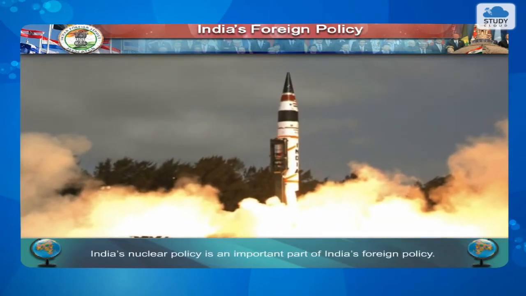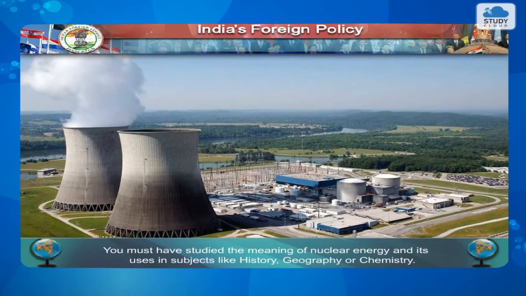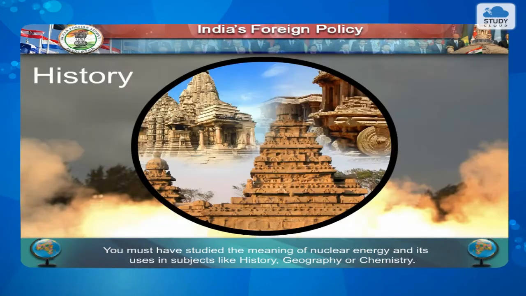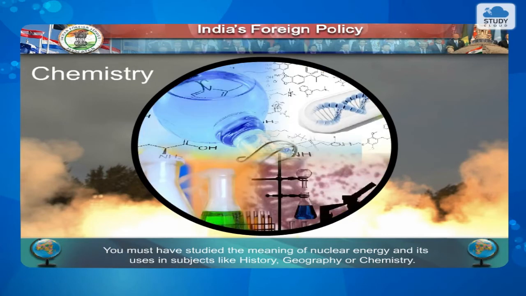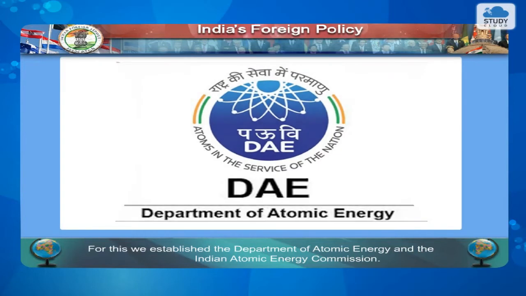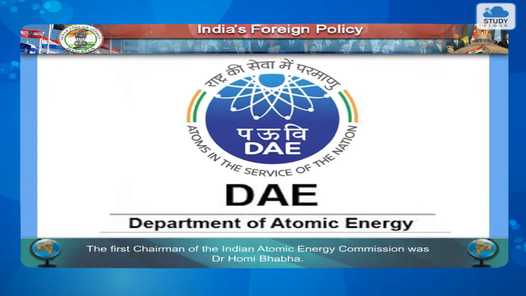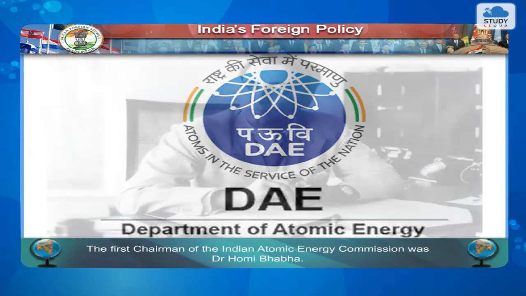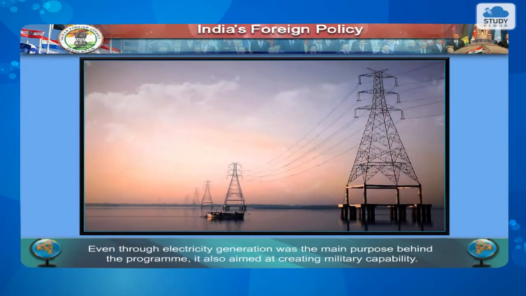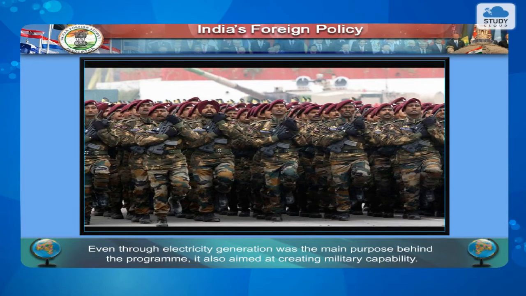India's nuclear policy is an important part of India's foreign policy. You must have studied the meaning of nuclear energy and its uses in subjects like history, geography, or chemistry. Having understood the importance of nuclear power, India undertook the nuclear energy program immediately after independence. For this, we established the Department of Atomic Energy and the Indian Atomic Energy Commission. The first chairman of Indian Atomic Energy Commission was Dr. Homi Bhabha. Even though electricity generation was the main purpose behind the program, it also aimed at creating military capability.